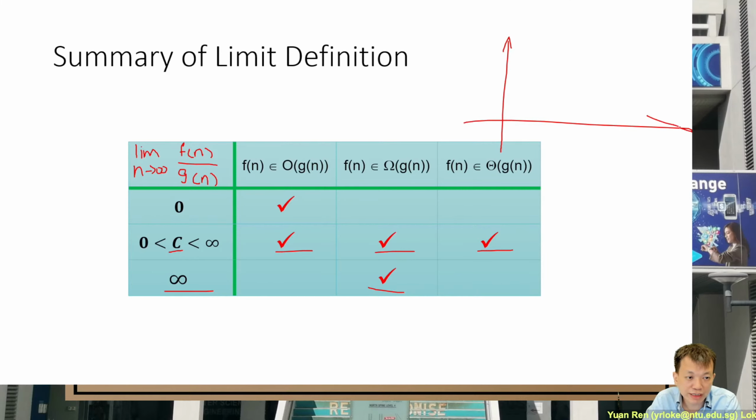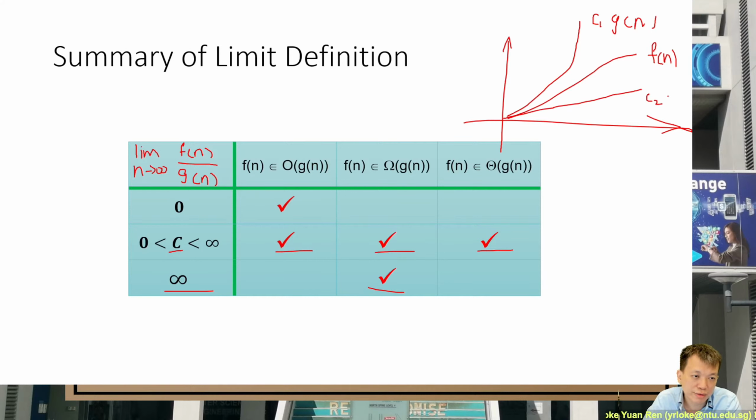If you are talking about the big theta, that means I have a function f. I can always find one C1 g(n) and another function C2 g(n), and they bound it above and below. Yeah, f(n) is bounded above by this particular function, and f(n) is bounded below by this other C2 g(n).